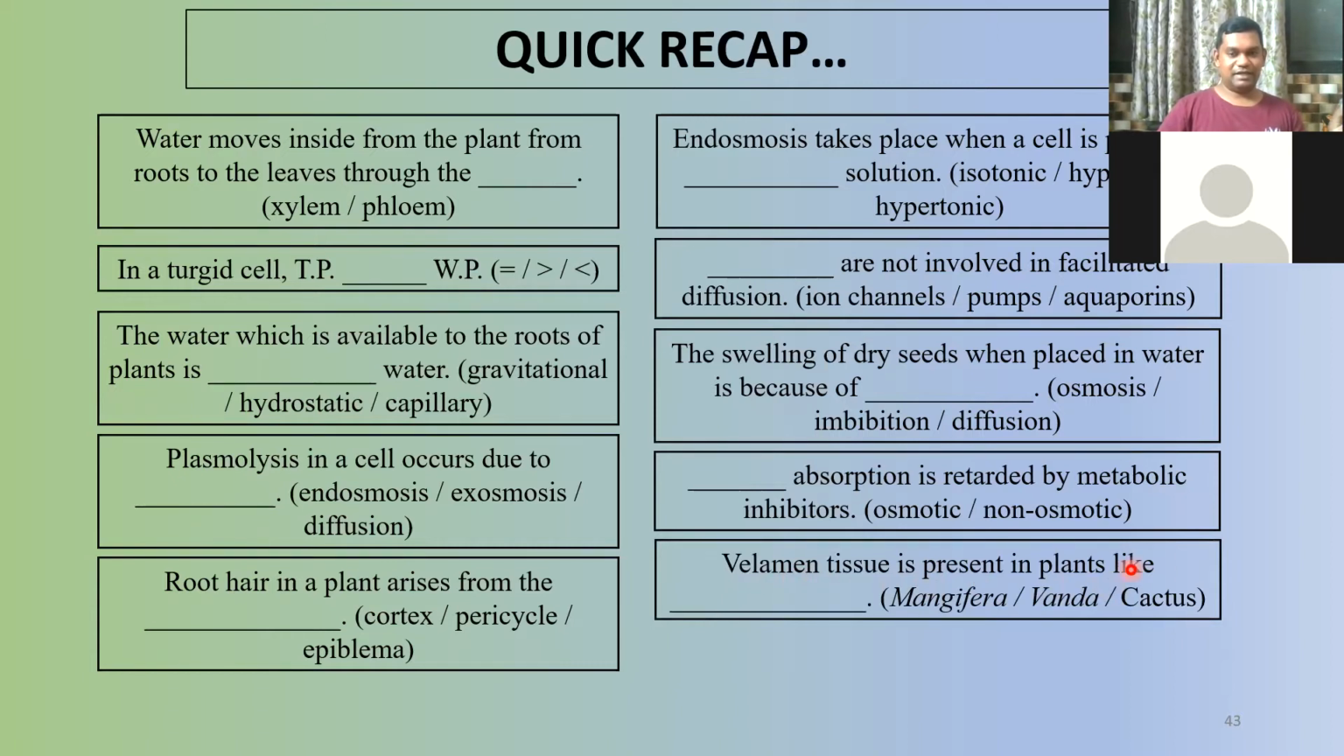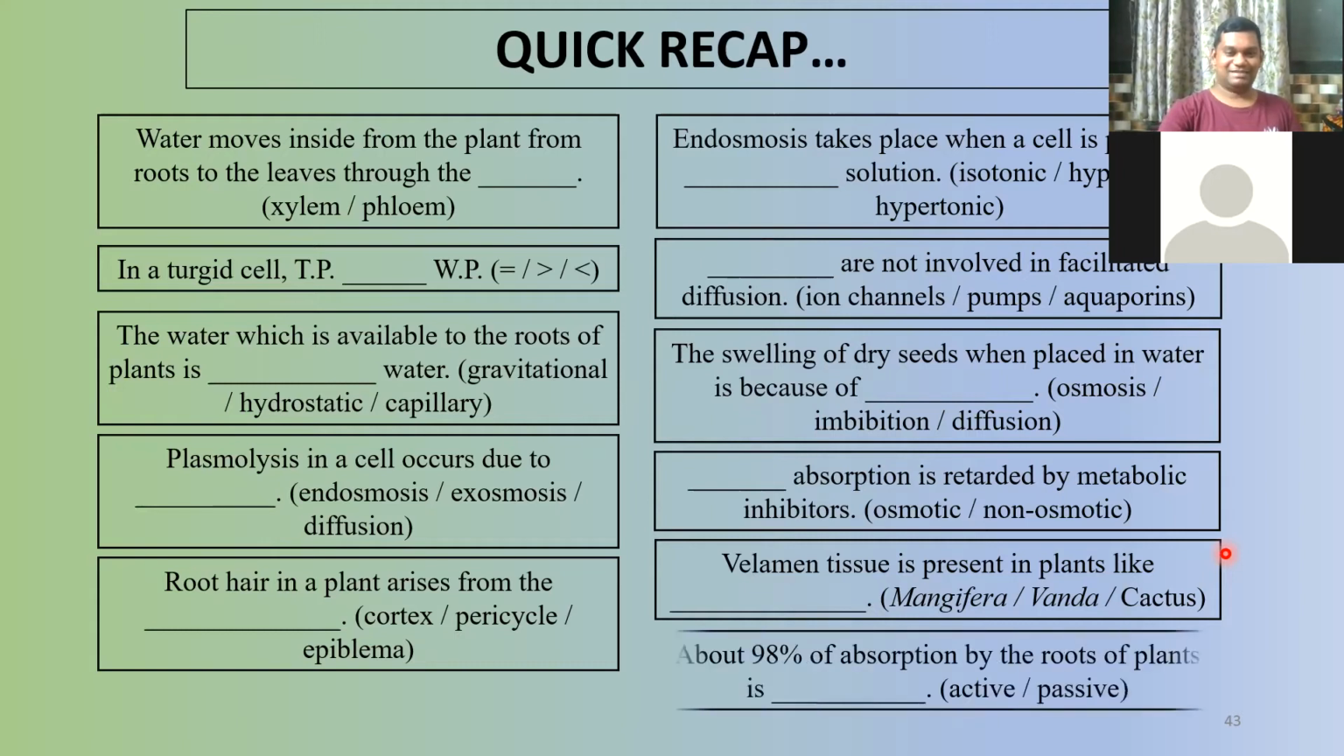Filament tissue is present in plants like dash. It was shown in the beginning of this lesson, if you remember. What was that plant? Options are cactus, Vanda. Yes, I know Vanda. It is Vanda. Correct. Yes, Vanda. Last one.